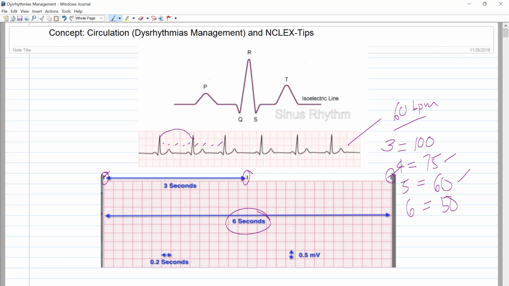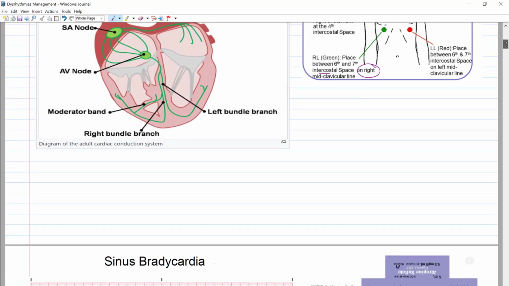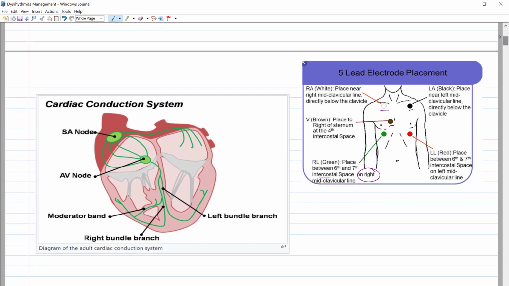And you'll be wondering how to get this 6-second EKG strip. Are we using the 12-lead ECG? Is it the same thing? It's different. The 6-second EKG strip is completely different from the 12-lead EKG result. The 6-second EKG strip can be obtained by doing a 5-lead ECG or even via 3-lead ECG.